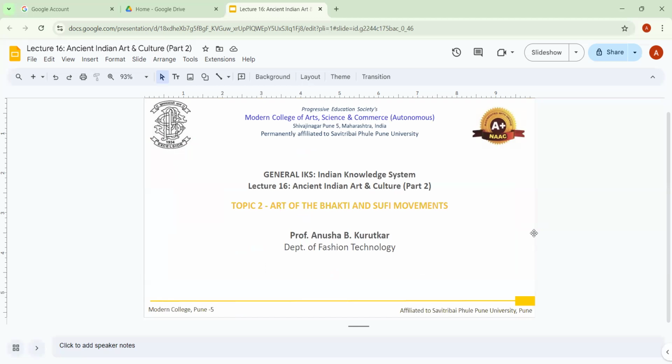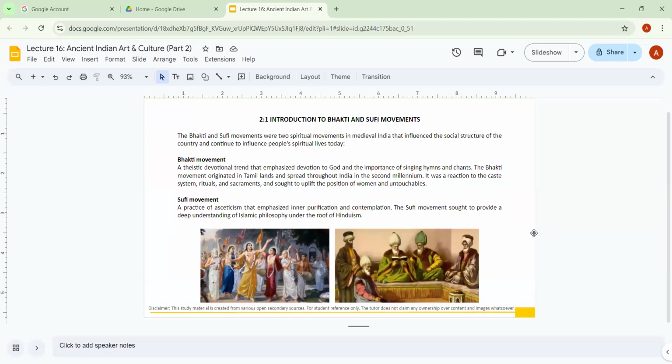Topic 2: Art of the Bhakti and Sufi movements. The Bhakti and the Sufi movements were two spiritual movements in medieval India that influenced the social structure of the country and continue to influence people's spiritual lives today.